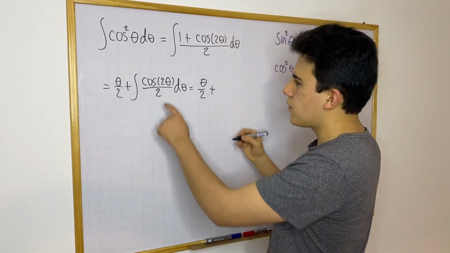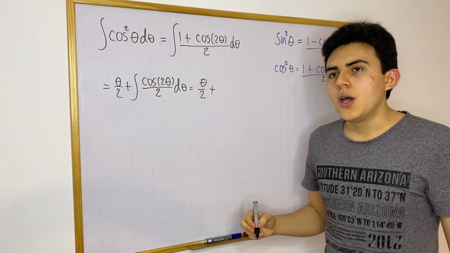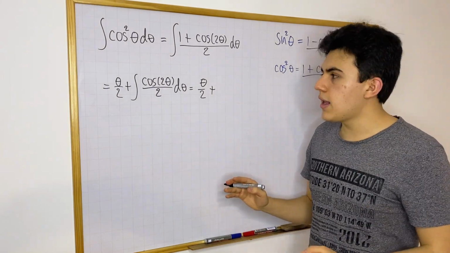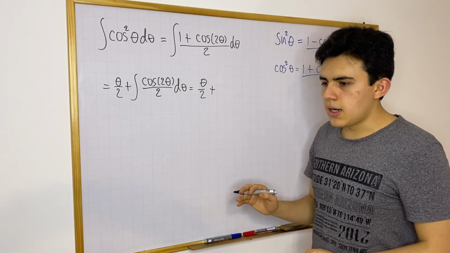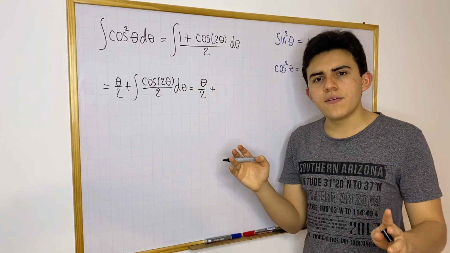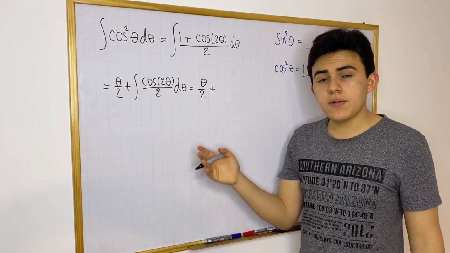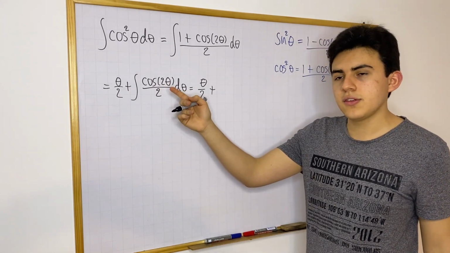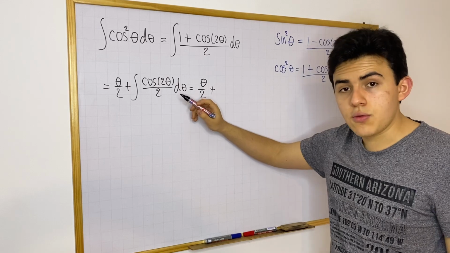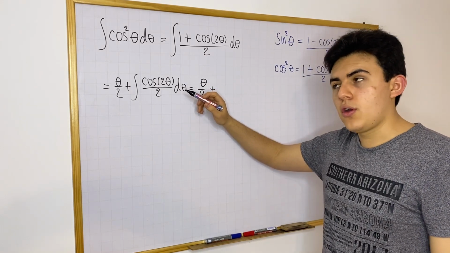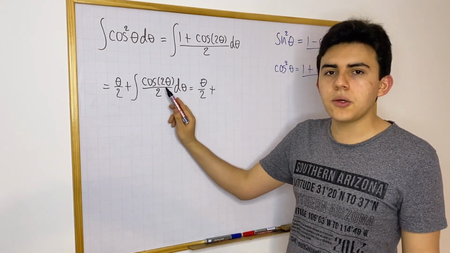Now, what is the integral of cosine 2 theta divided by 2? You can actually just figure that out off the top of your head. So you can do it like this. The derivative of sine is going to be cosine, okay? So that's a starting point. Now, what if you have the derivative of sine 2 theta? Well, you're going to get cosine 2 theta, which is exactly what we have here.